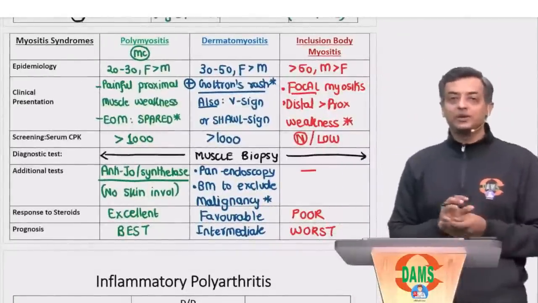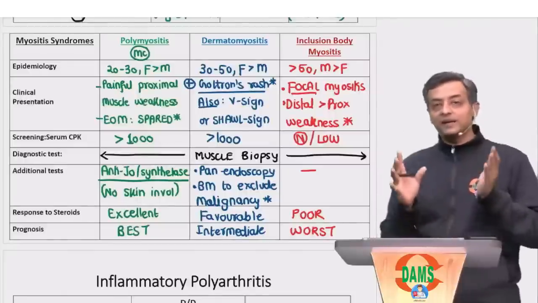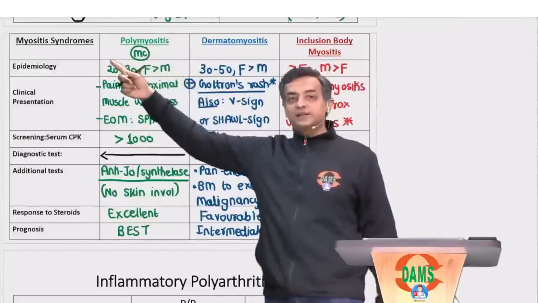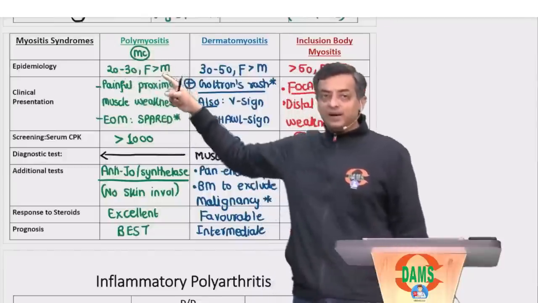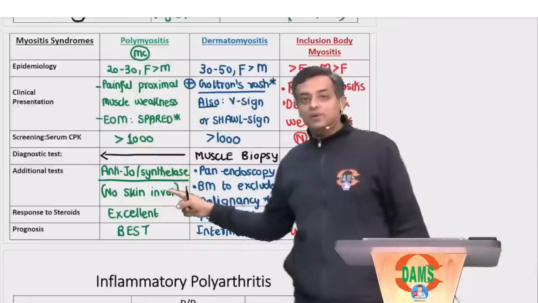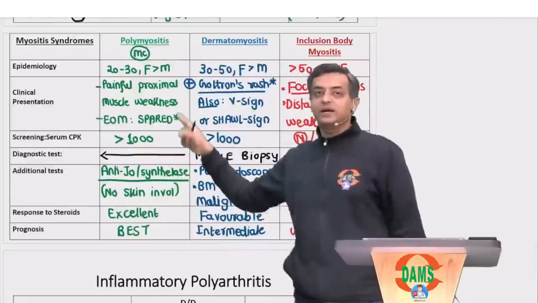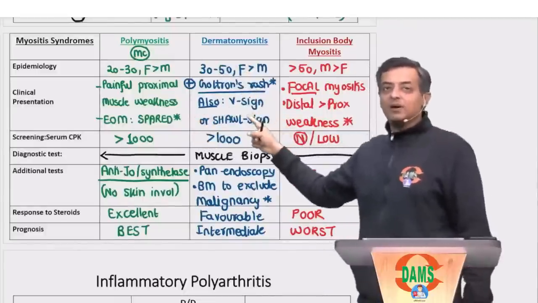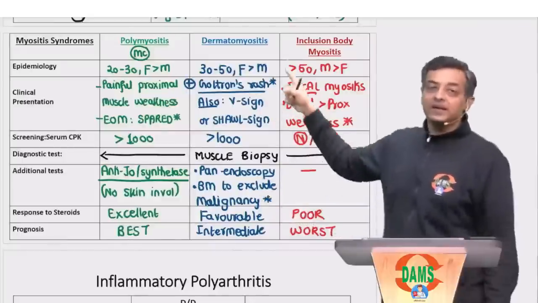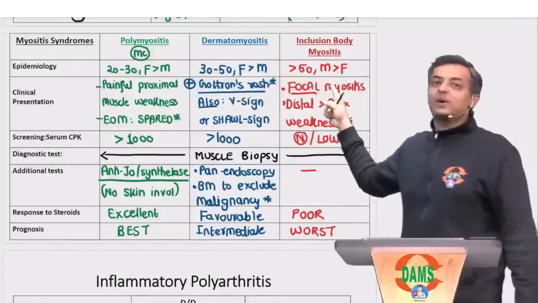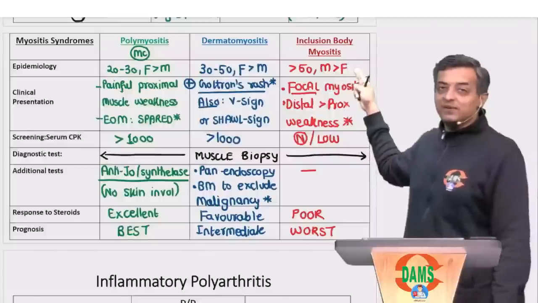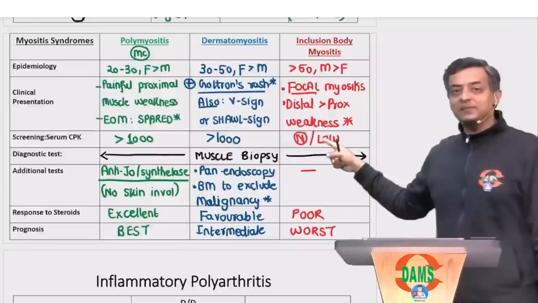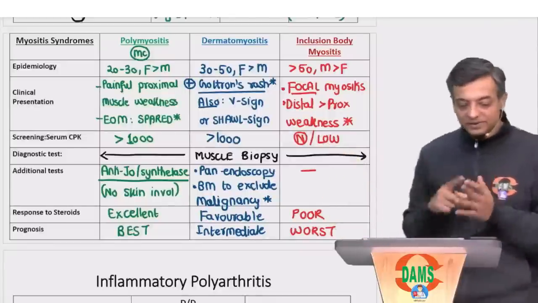Simple table. Lupus disease is common, but when ANA positive comes with muscle involvement, you think of myositis syndrome. Young female, anti-Jo positive, no skin involvement, responding to steroid: the answer is polymyositis. Middle-aged female, muscle weakness plus skin involvement, risk of malignancy: dermatomyositis. Inclusion body myositis is the odd man out. It is the only one with male gender, focal myositis, distal more than proximal, normal CPK, worst prognosis. Keywords we want to remember.